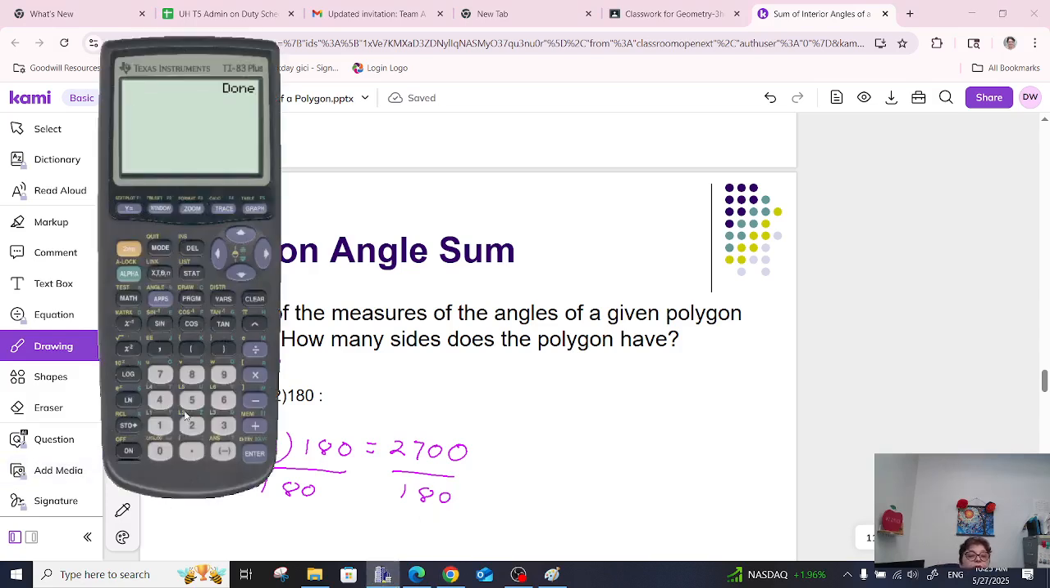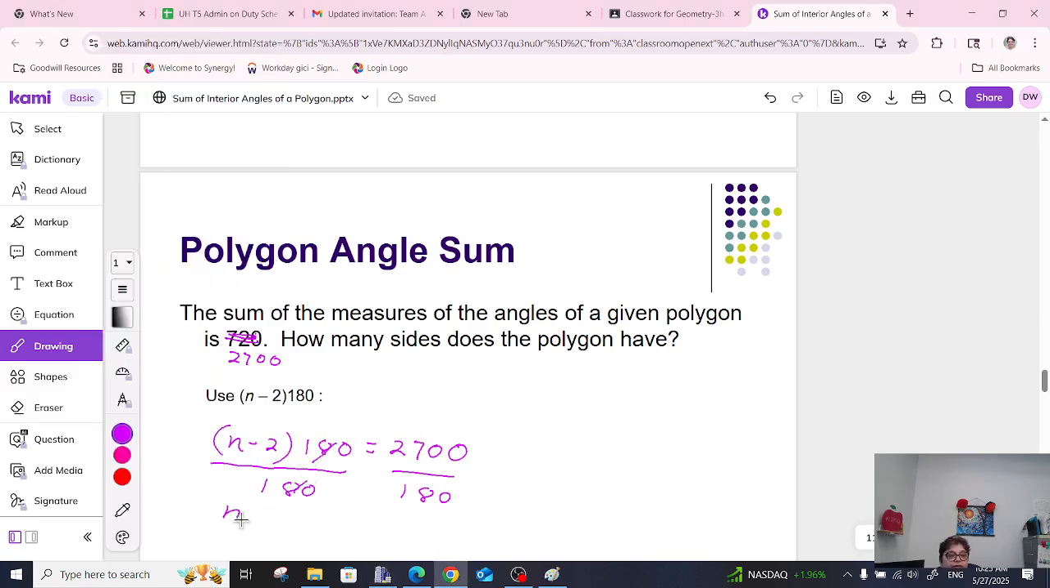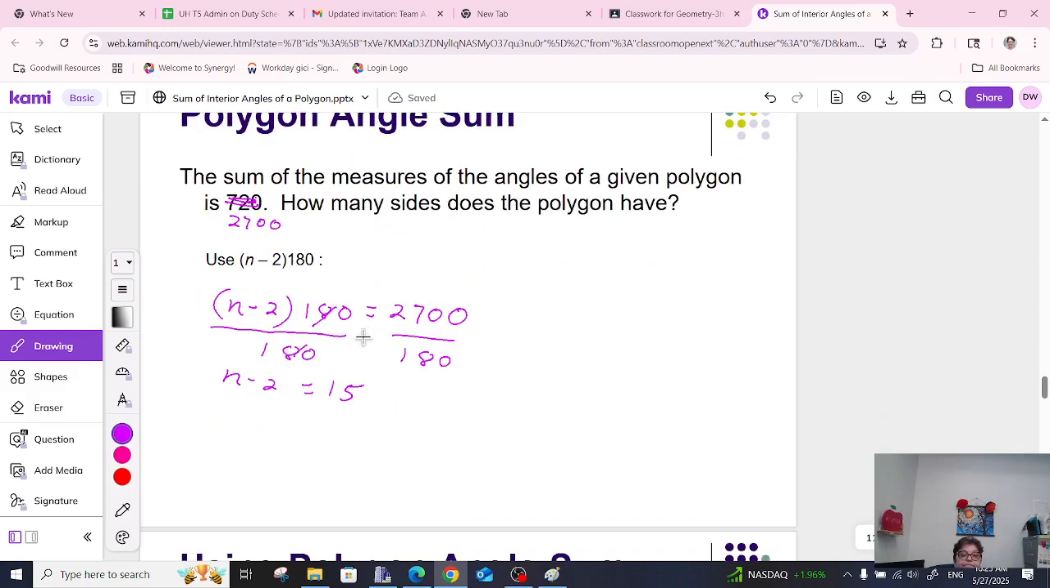So 2,700 divided by 180 is what? 15, right? So this cancels here. N minus 2 equals 15. What would I do to both sides to solve for n? I have to add 2. Add 2. So the number of sides is equal to 17.